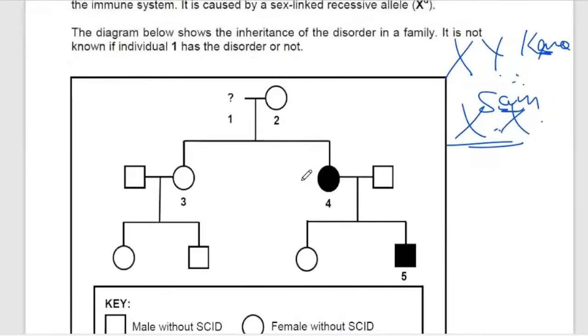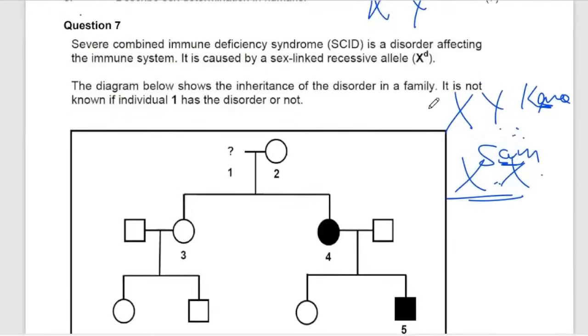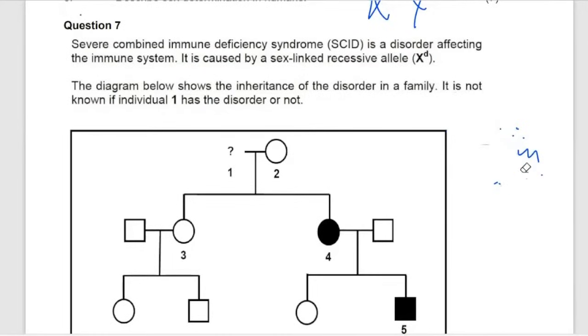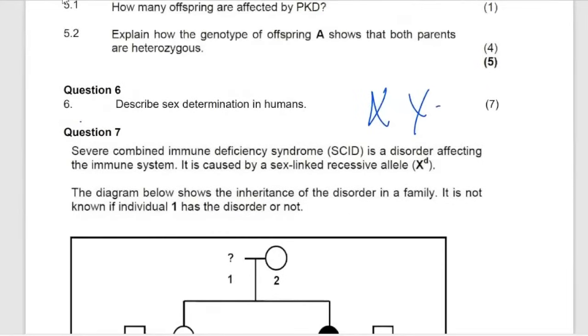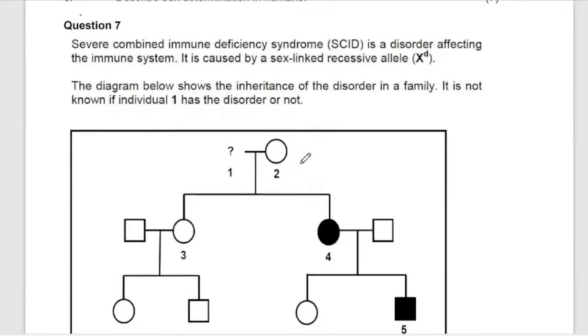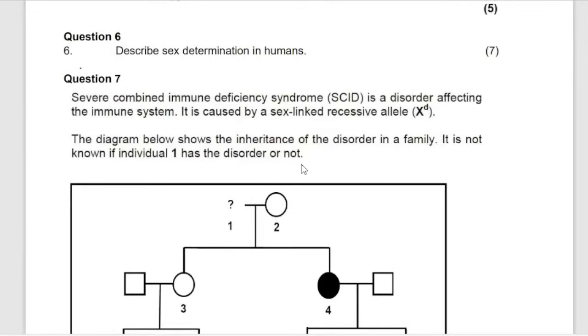Number 2. Let's do one example on a sex-linked recessive allele, one example on a sex-linked dominant allele, and one example on non-sex-linked. The first one, identify whether it's sex-linked or non-sex-linked. Okay, now we have identified here that it is sex-linked.